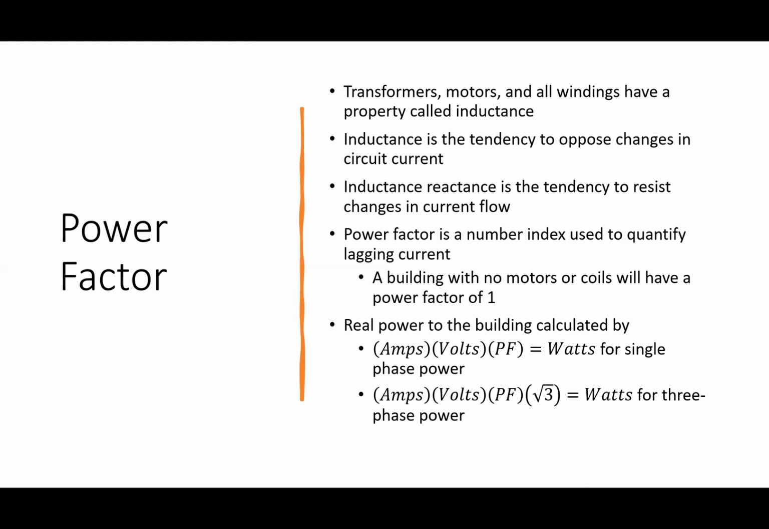Now, to calculate real power of a building, you have to go amps times volts times PF, or power factor, which equals watts. That is for the single phase power. For three-phase power, we would go amps times volts times power factor times the square root of 3, which will give us our watts.